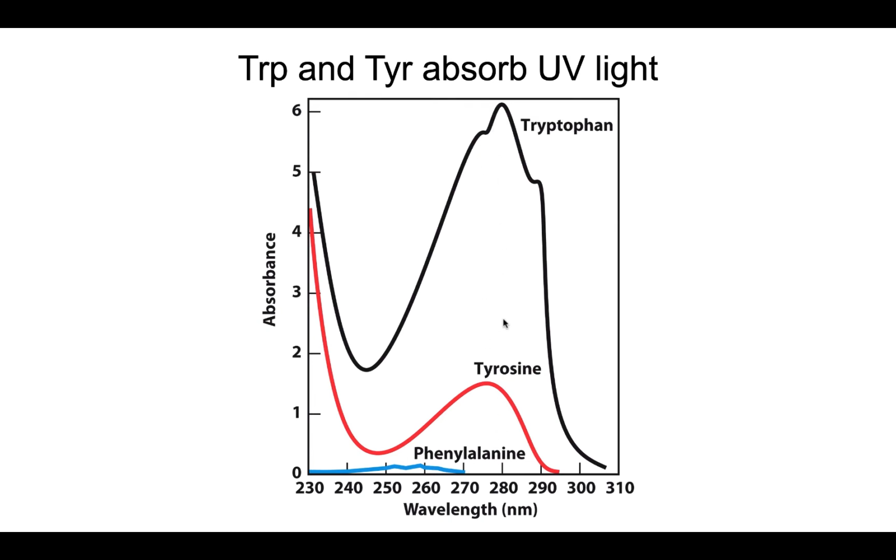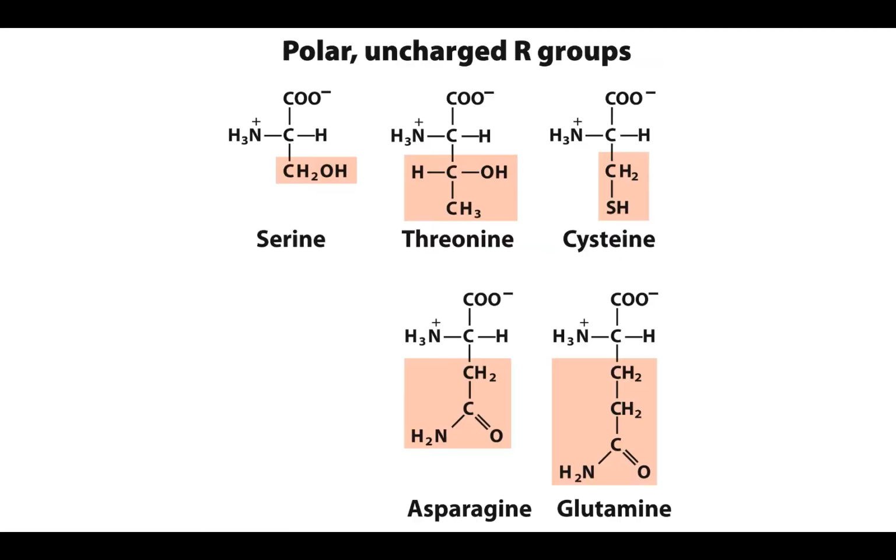And scientists use this as a way to measure the concentration of a protein in solution. They can put that protein in a spectrophotometer, set it at about 280 nanometers, and figure out the absorbance, and then they can run a few calculations, and from that they can figure out the concentration of that protein. So this is a pretty useful property of these aromatic amino acids.